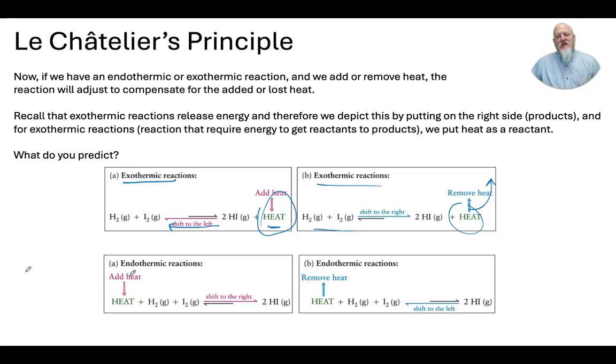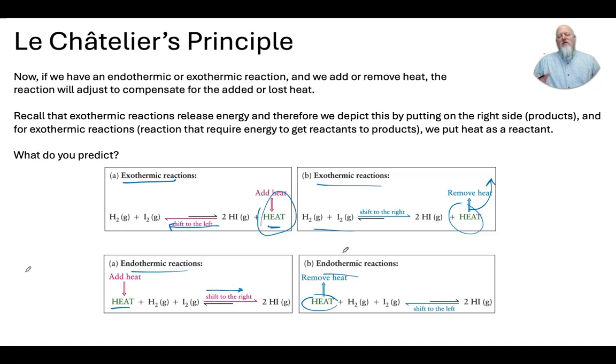Okay, for endothermic reactions, endothermic means we're adding heat to get the reaction to go to products. That means we're going to put heat as a reactant, and when we do that, if we add heat, that will shift the reaction to the right because now we have excess reactants, and it's going to convert more reactant to product. And if we have an endothermic reaction and we remove heat, we cool the whole thing, the reaction is going to shift to the left to fill that gap, and the products are going to shift and make more reactant.